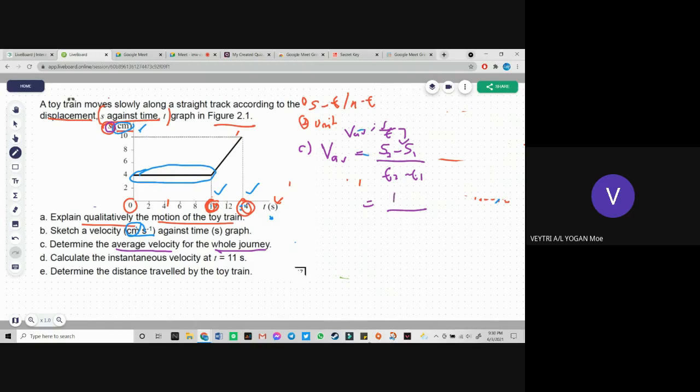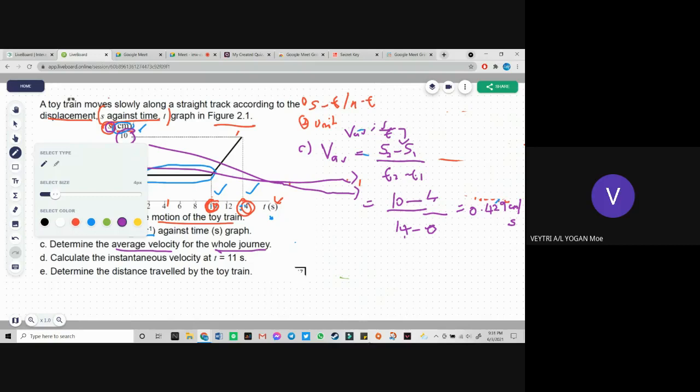What is S2? S2 is, sini. Okay, 10. Tolak 4. Kenapa? Dia mula dengan 4. Over T2, which is your 14, minus 0. Okay, you get the answer of, wait, I'll just write here, 0.429 unit centimeter per second atau cm s^-1. Unit penting. Okay, alright, itu untuk C. Now, let's go to question D. Sikit lagi nak habis. Alright, let's go to D.